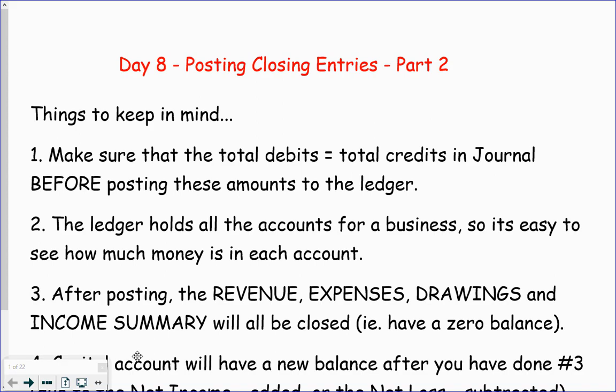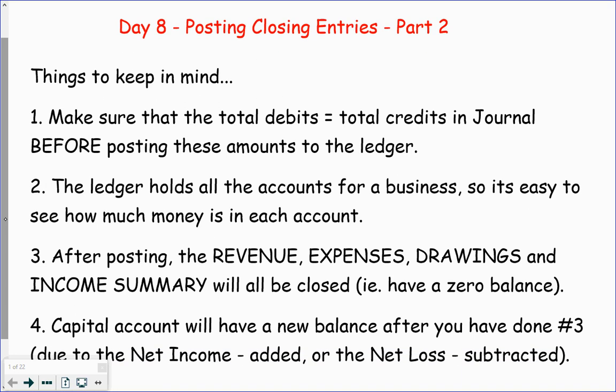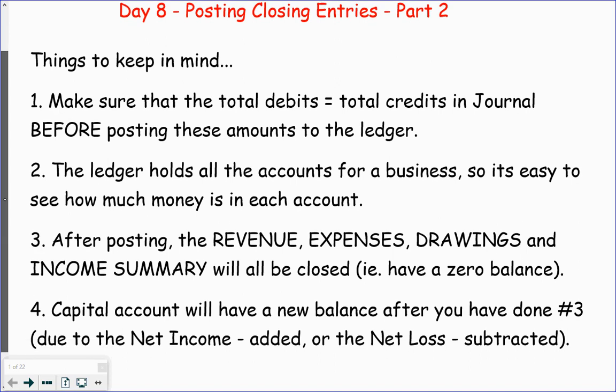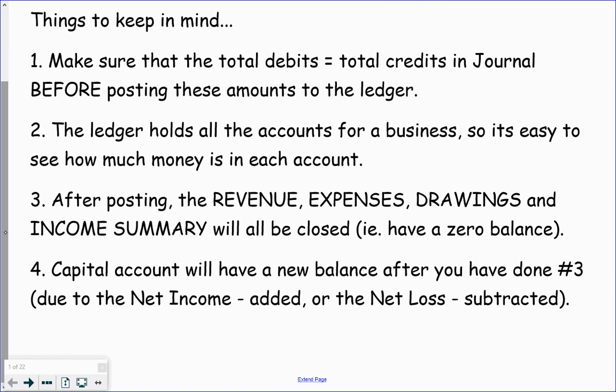So, a couple things to keep in mind. Make sure that the total debits equal the total credits in the journal before you post to the ledger. Number 2, the ledger holds all the accounts for the business, so it's easy to see how much money is in each account. After posting, revenue, expenses, drawings, and income summary will all have a 0 balance because those are your temporary accounts. Okay, so they will all be shut down. And then finally, the capital account will have a new balance because remember the net income, the income summary, and the drawings screws around with that balance.